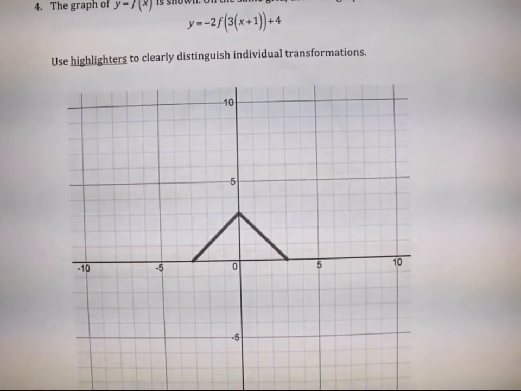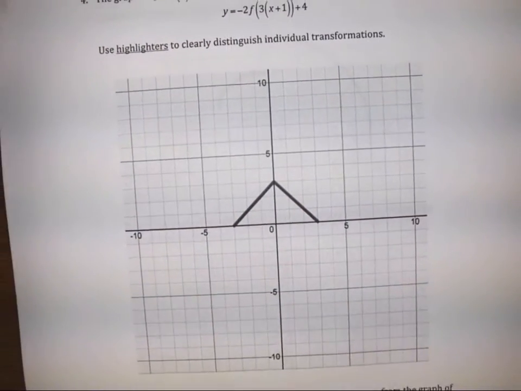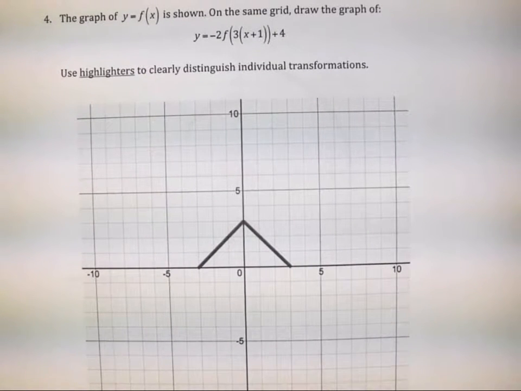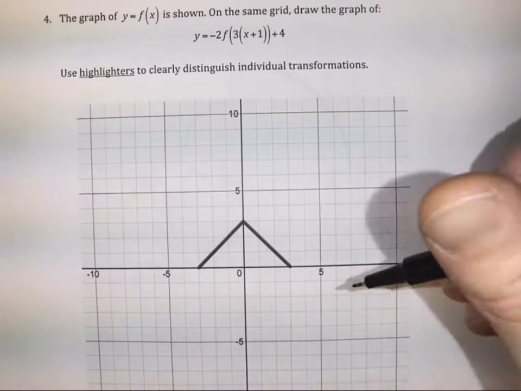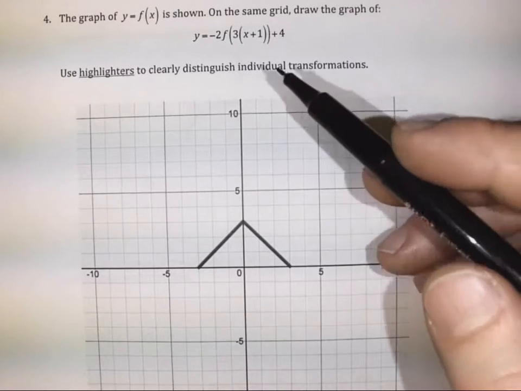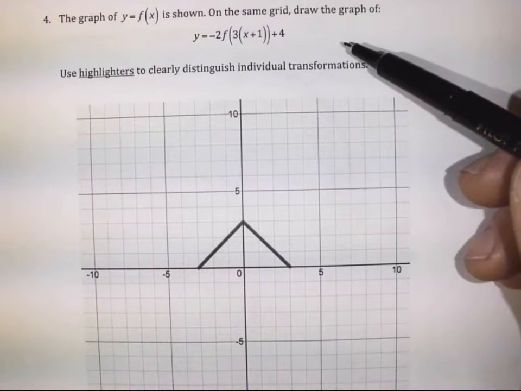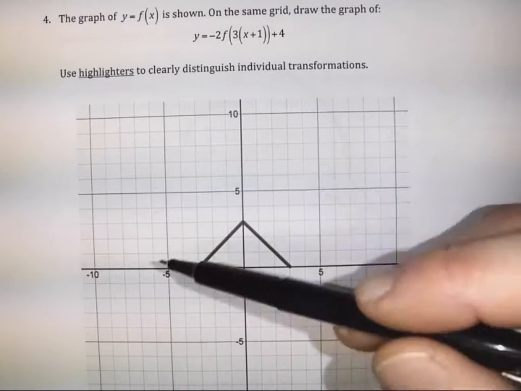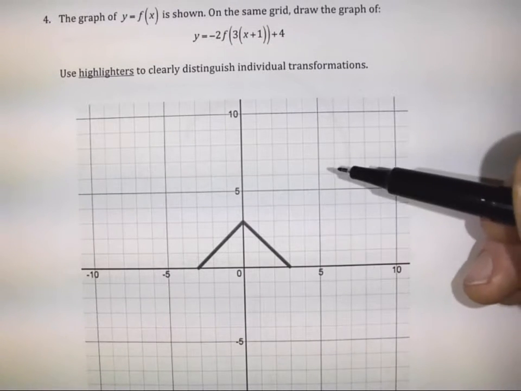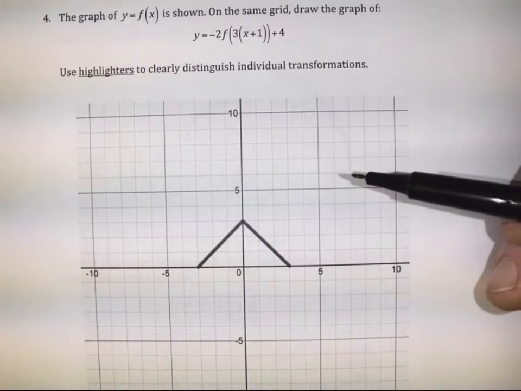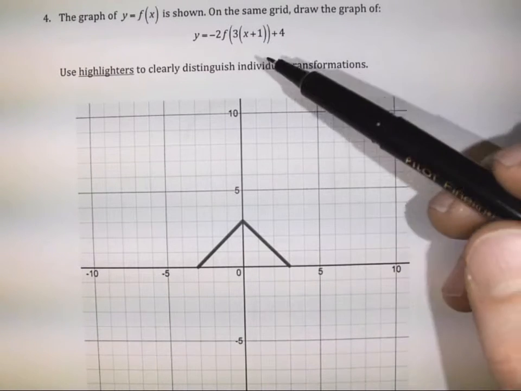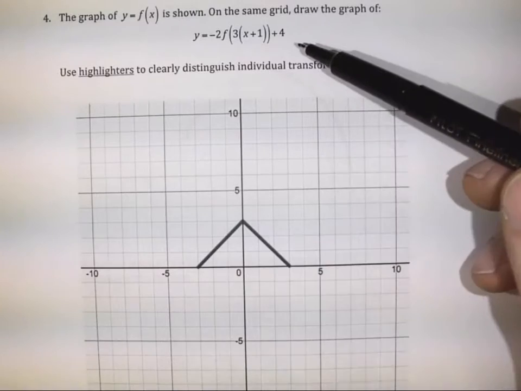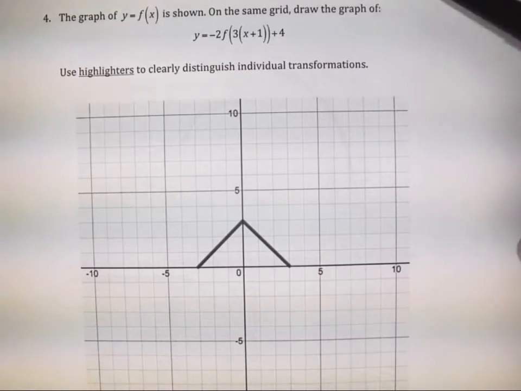Question 4, we've got a transformation question. So it looks like there's a series of transformations occurring to this function, which you may recognize as an absolute value function. What we're going to do is start by listing all the transformations that are occurring, and then we're going to code them one at a time with different colors. Let's count how many transformations there are: 1, 2, 3, 4, 5, so I'm going to need 5 colors.